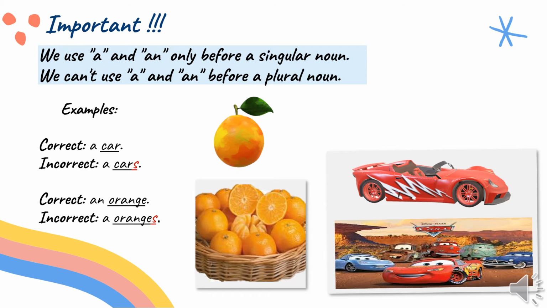Important. We use a and an only before a singular noun. We can't use a and an before a plural noun. For example, the correct version is a car. The incorrect is a cars. Again, the correct version is an orange. The incorrect is an oranges. We can only use a and an if the noun is singular, not plural.